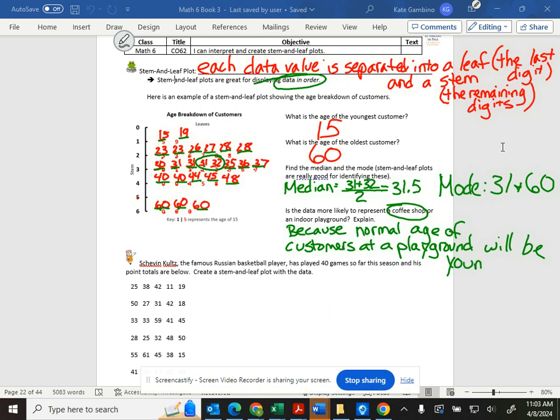So you need to be able to write sentences about the data that were given.